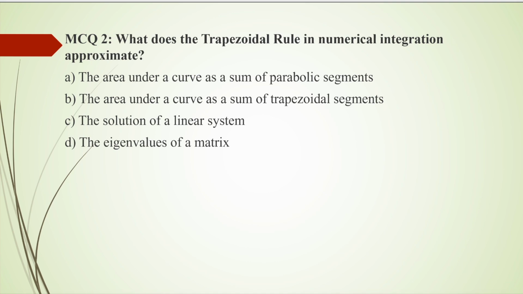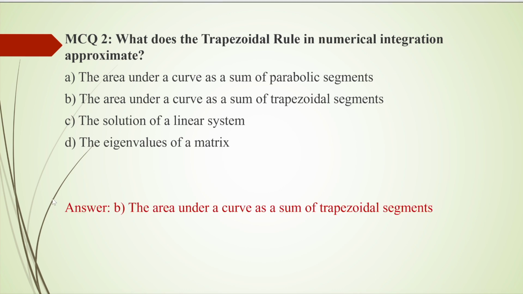Next, MCQ 2. What does the trapezoidal rule in numerical integration approximate? A. The area under a curve as a sum of parabolic segments. B. The area under a curve as a sum of trapezoidal segments. C. The solution of a linear system. D. The eigenvalues of the matrix. The answer is B, the area under a curve as a sum of trapezoidal segments.